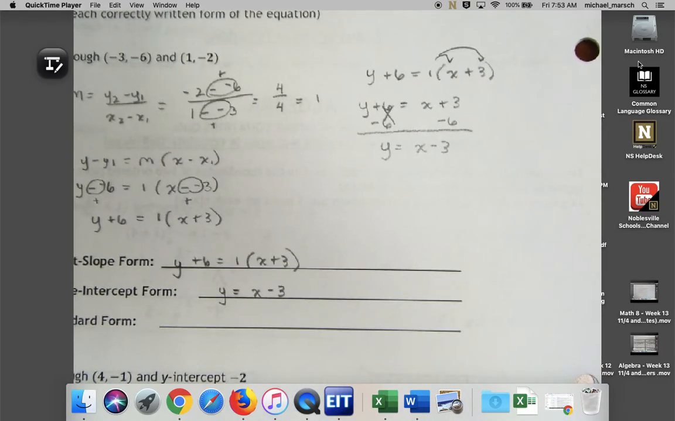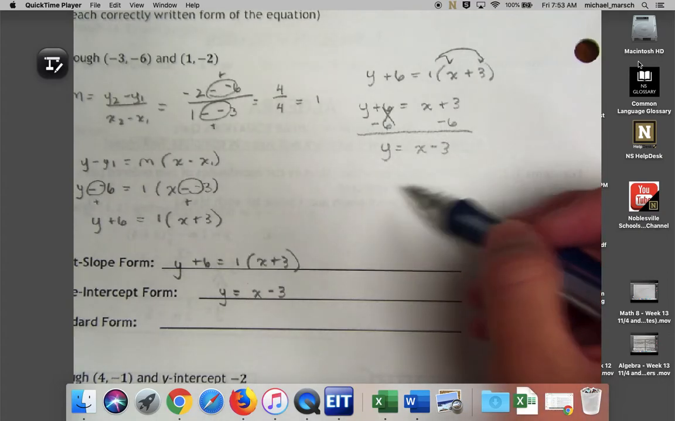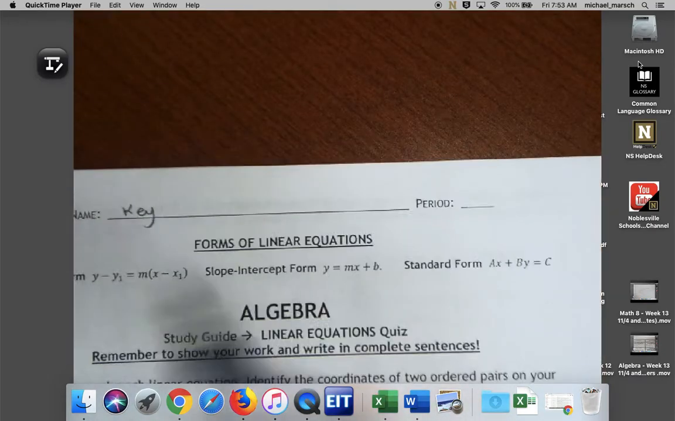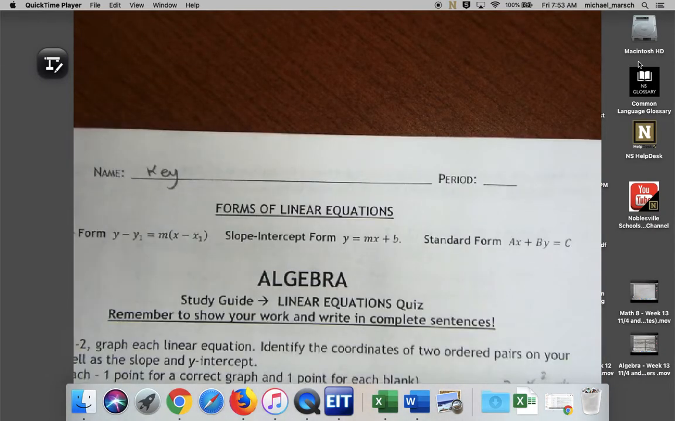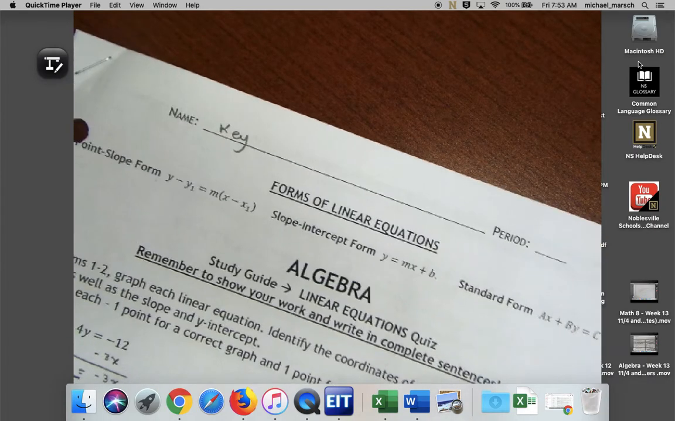Right? And now all I need is standard form. So remember, that's the Ax plus B. And if you didn't notice up here, I have all three forms here at the top. Okay, so you don't have to memorize them for the quiz. You can keep flipping back to that page if you need to.